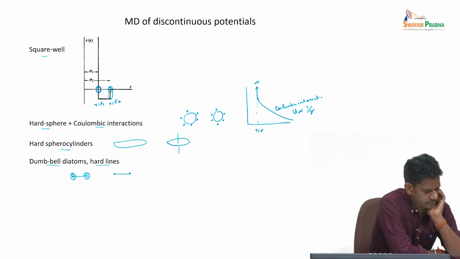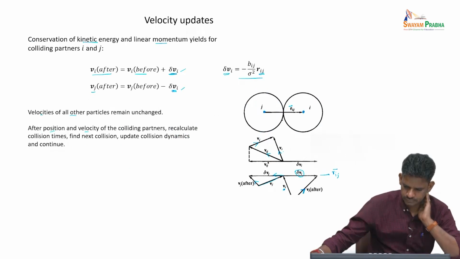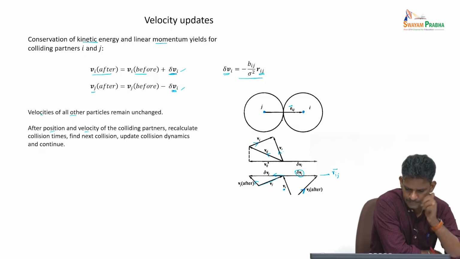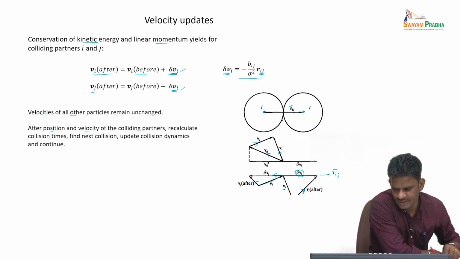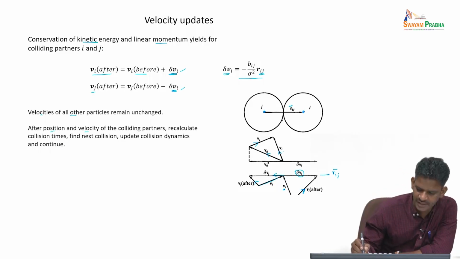Sir, in the velocity update, we are calculating the velocities after collision. Sir, for I and J, the change in velocity we are giving, why are we reducing the change for the J particle? I mean, it's not like we are reducing. It can be any sign, because you see this delta ij here.